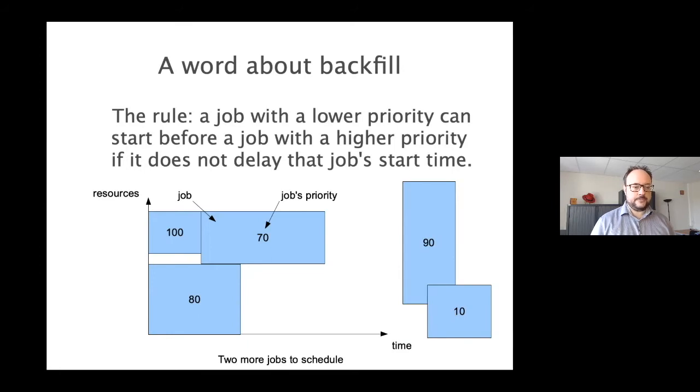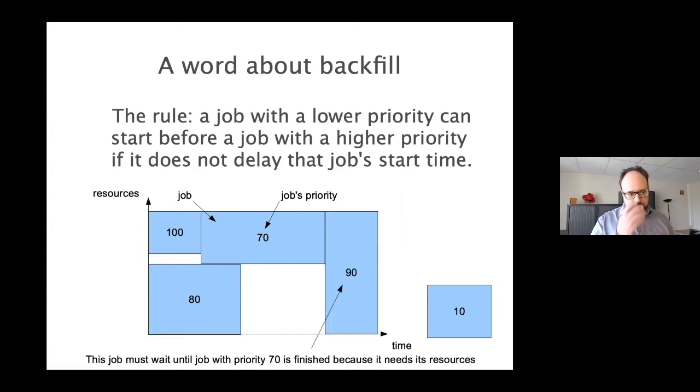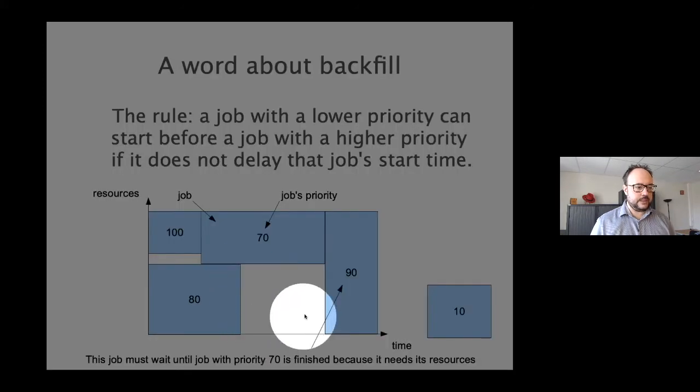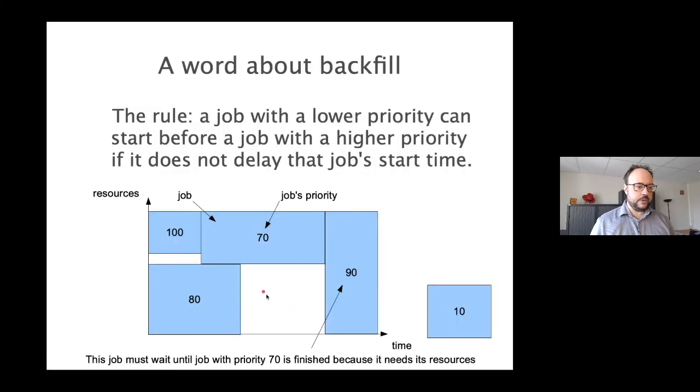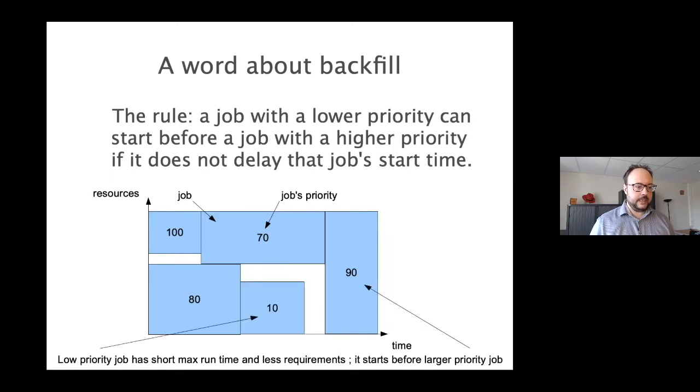So Slurm will first organize resources for the large one, so it will schedule the last one. But then you see that you have here some space where you can actually fit that other job. And this job, although it has a smaller priority, will start before the other one, because anyway, that one cannot start until this job is finished.